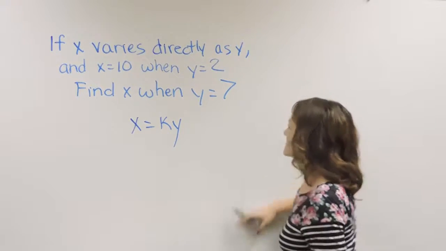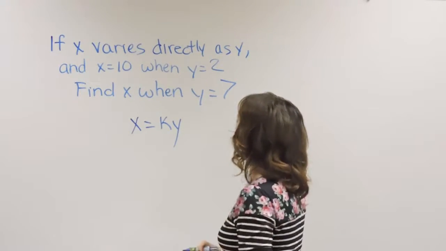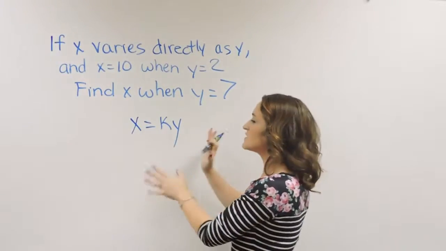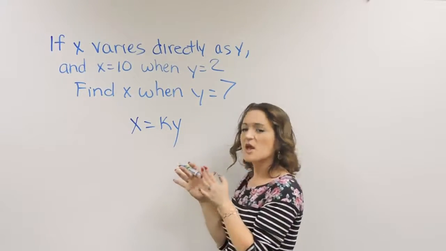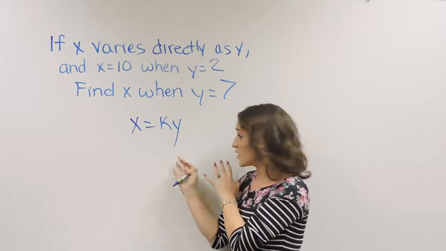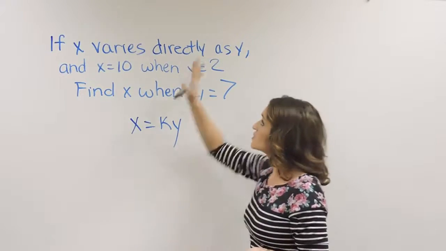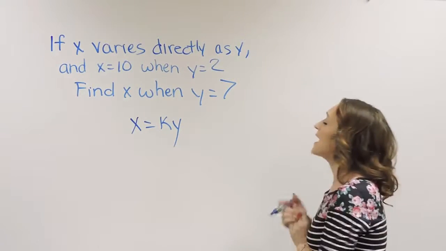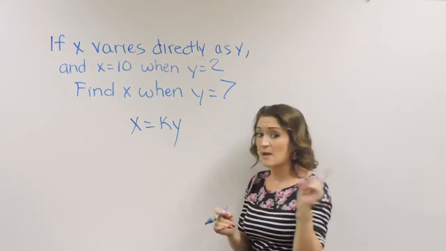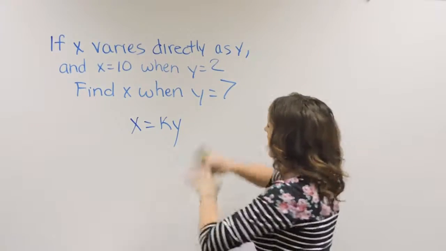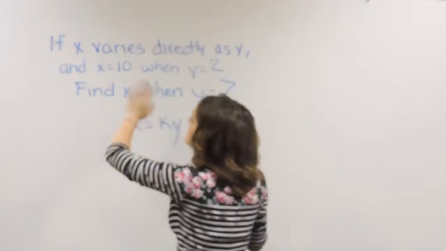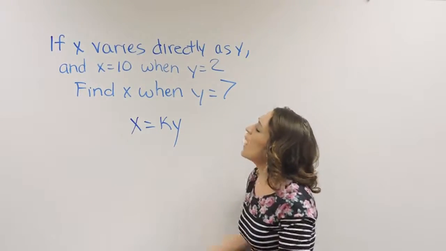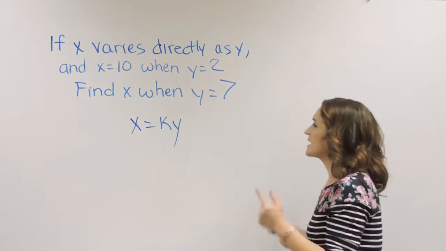So here we're given this example: X varies directly as Y. That line tells us that we're going to be using the direct variation equation, because there are a few different forms of equations when it comes to variation, but direct variation specifically deals with this type of setup. I know that's going to be X equals K times Y. And this gives me an example: if X is 10 when Y is 2, what would X be if Y is 7?